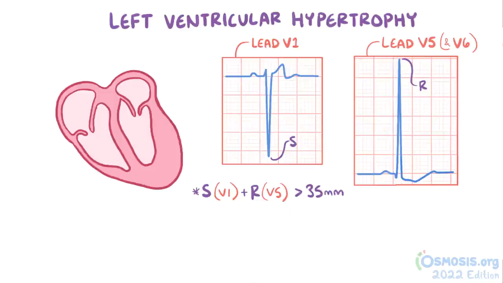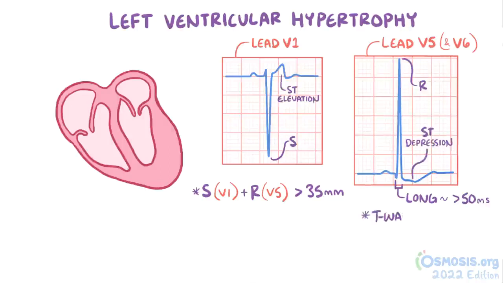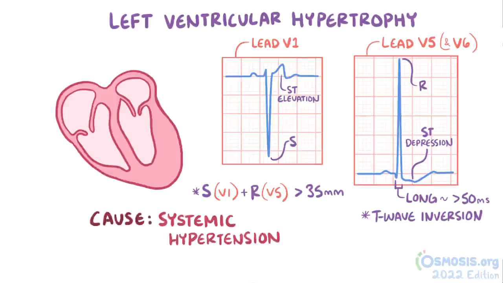Additional criteria include things like having an R wave that goes on for longer than usual, typically over 50 milliseconds, as well as ST segment elevation in V1 and ST segment depression and T wave inversion in V5 and V6. And these are all signs that the left ventricle is straining during muscle contraction. Left ventricular hypertrophy commonly develops due to systemic hypertension, or elevated systemic blood pressure, since the left ventricle needs more muscle so that it can eject blood against higher pressures.